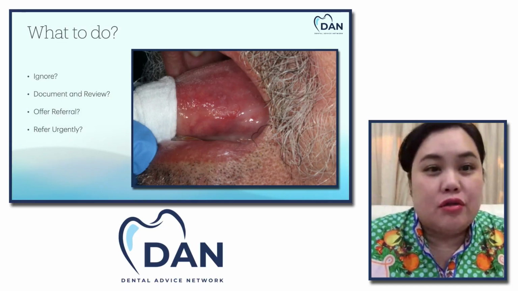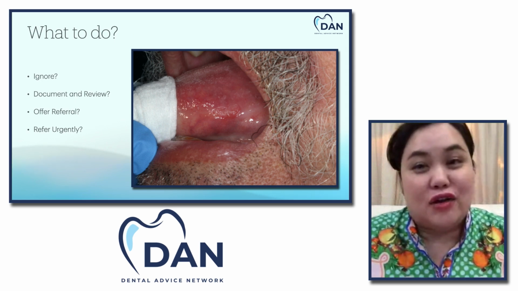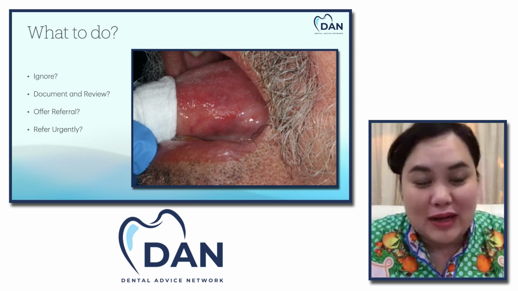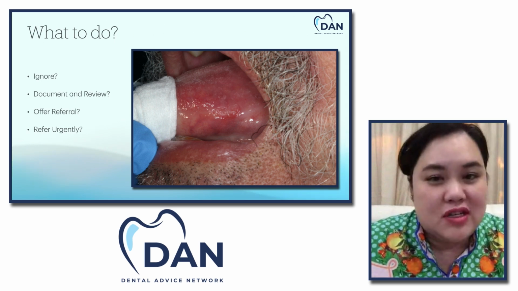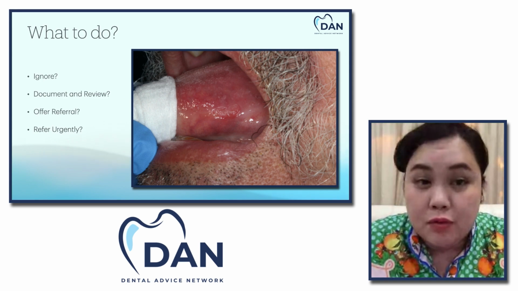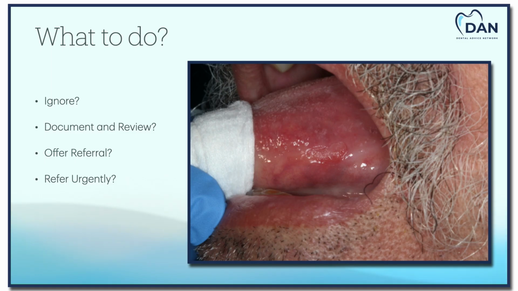So what I'm going to go through now is a few different clinical photographs, and I'm going to go through them fairly quickly. But what I really want you to do is just have a look at these cases and think what you would do. Would you ignore these cases? Would you document and review? Would you offer referral, or would you refer urgently?